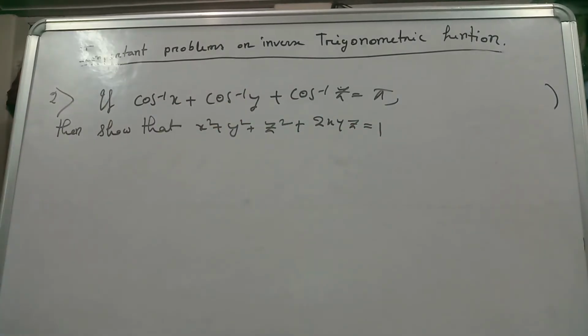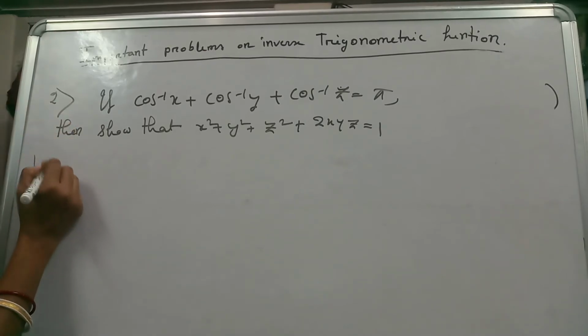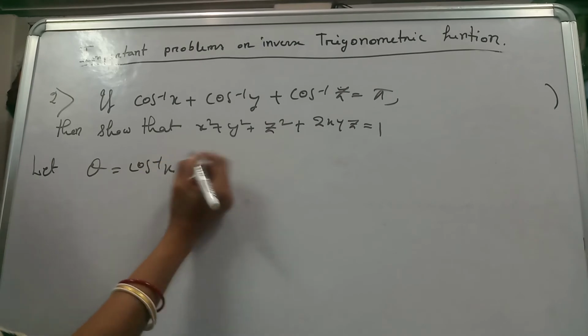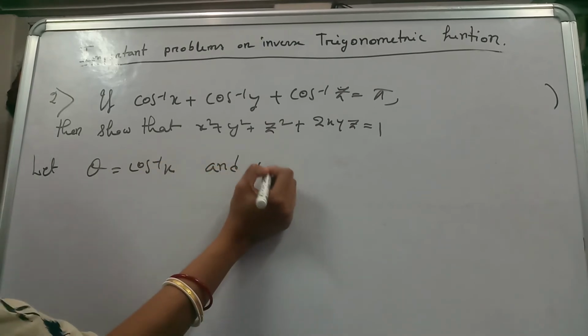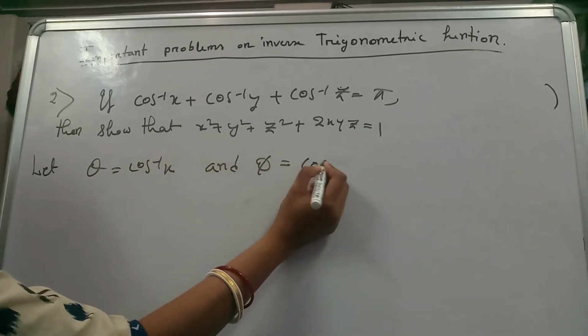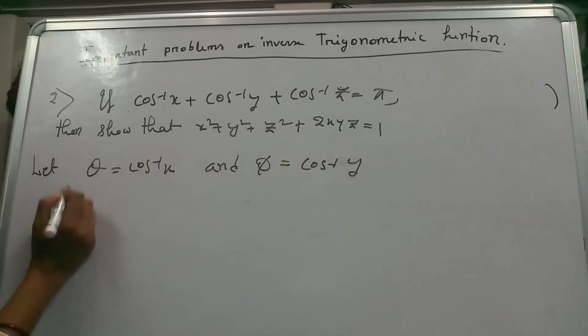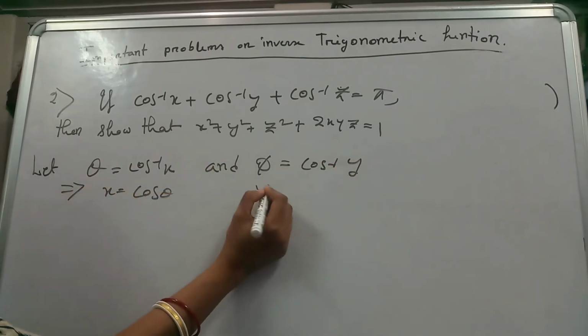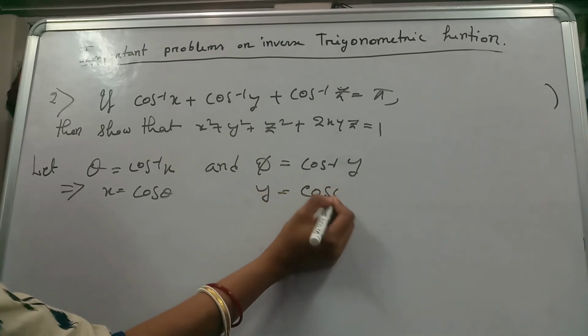If cos inverse x plus cos inverse y plus cos inverse z equal to pi, then show that x square plus y square plus z square plus 2xyz equal to 1. Let theta equal to cos inverse x and phi equal to cos inverse y. Therefore x equal to cos theta, y equal to cos phi.